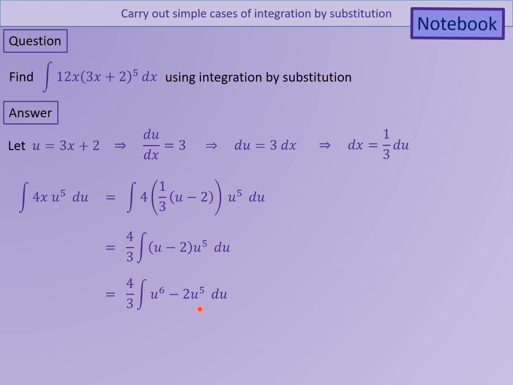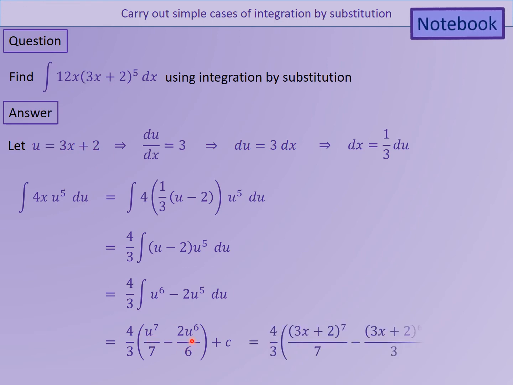Now once I've expanded it, this has boiled down to something very easy. U to the 6 goes to u to the 7 over 7. 2u to the 5 goes to 2u to the 6 over 6. And what can I do at the end? Take my u value, 3x plus 2, and substitute it back into both of those places. There's my final answer. Pause if you need to take notes down.